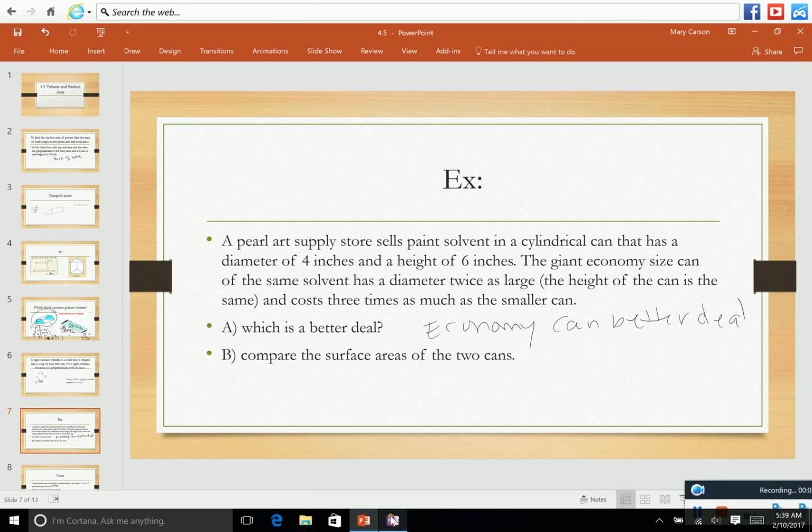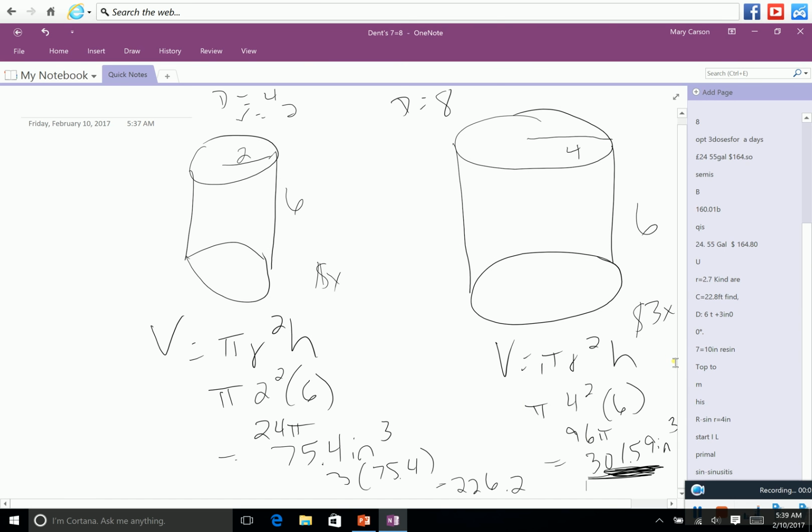All right, and then we need to do the surface area. So how do I do the surface area? It's 2 pi r h plus 2 pi r squared. So plug everything in. So 2 times pi times 2 times 6 plus 2 times pi times 2 squared. 4 times 2 is 8 pi. That's 12 times 2 is 24 pi. And you end up with 100.53 inches squared.